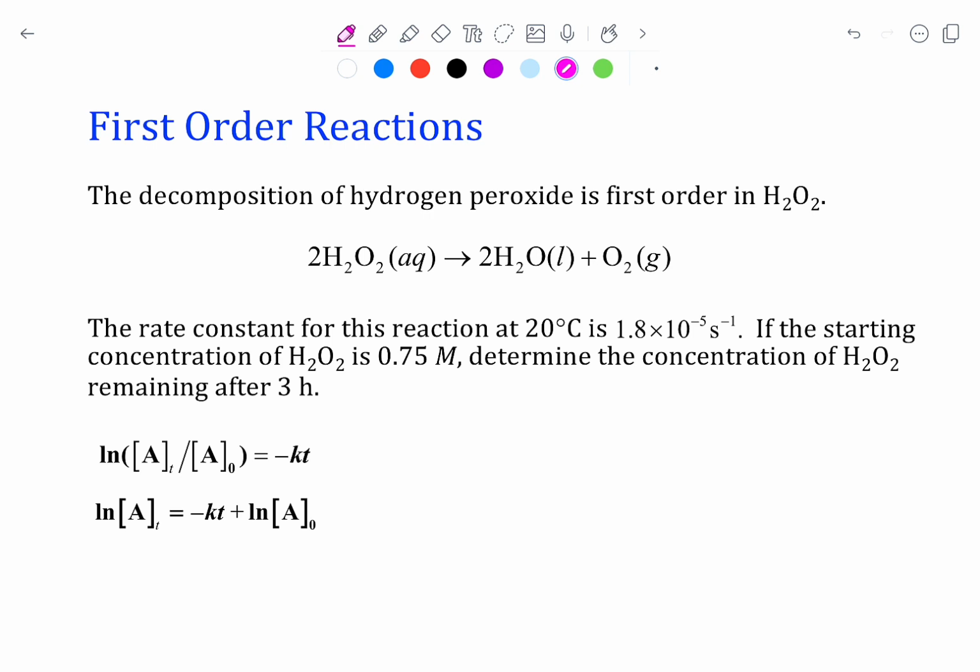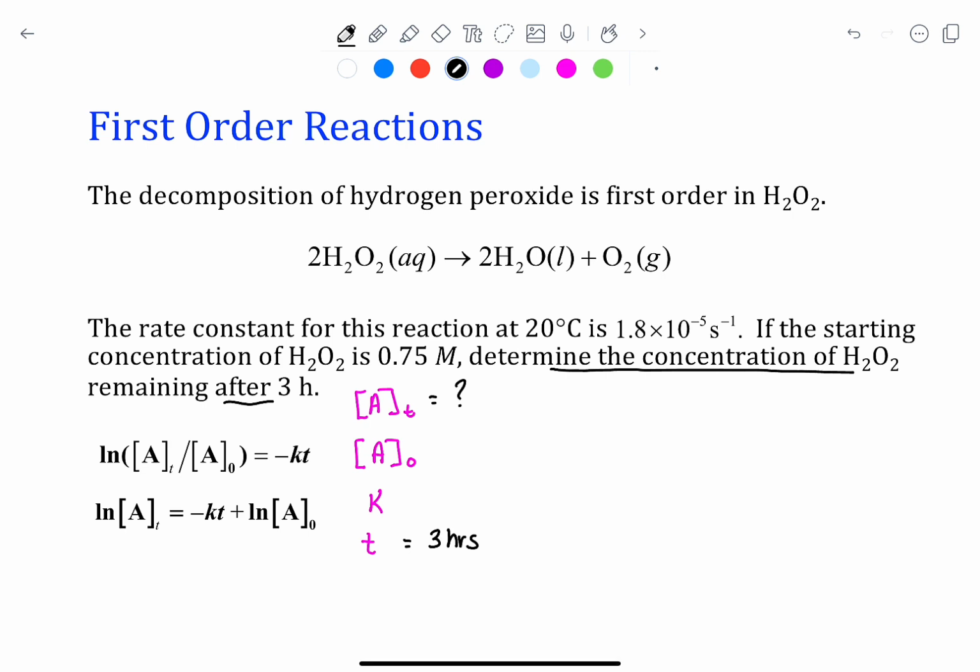So let's start defining some of our variables. We have concentration of A at some later time t, concentration of A that we start with initially, we have k, and we have t. So we know that the concentration of A at our later time is what we're looking for. That's what it says, determine the concentration after 3 hours. That 3 hours is our time.